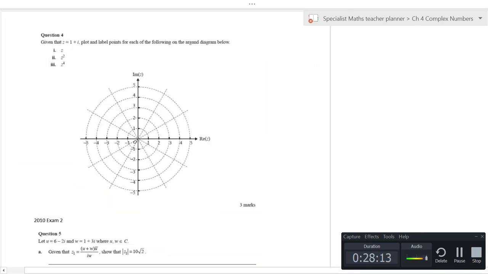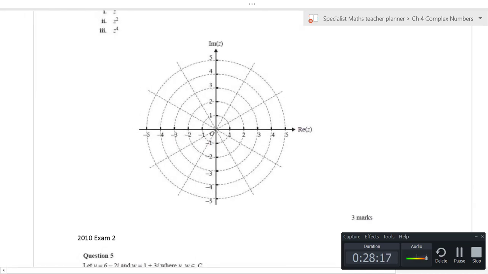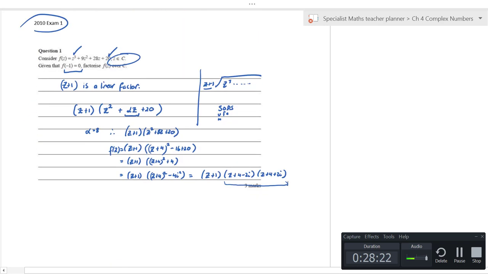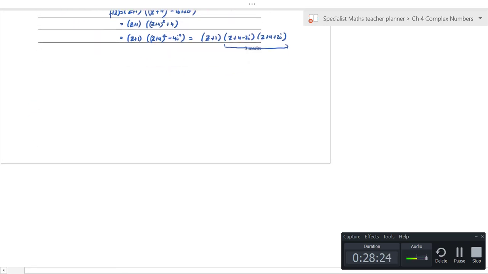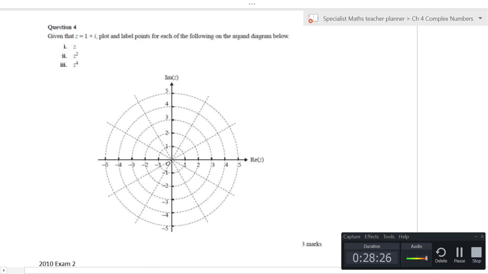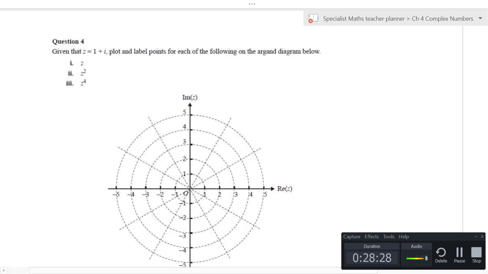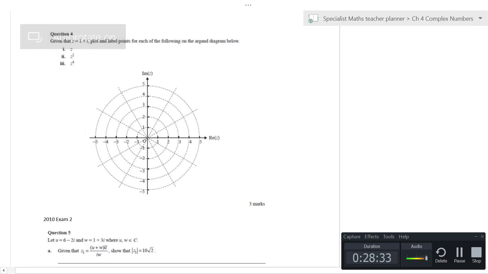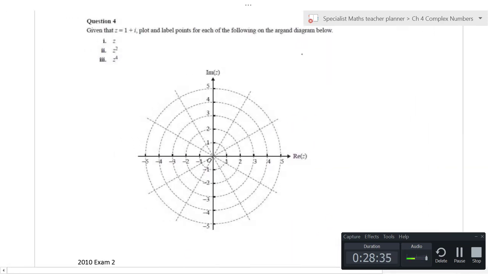Now I've just got a question here, which is from an exam 2 and it's worth 3 marks. It says here z equals 1 plus i. This is why I talk about polar form as well, because if z is equal to 1 plus i, that's equal to root 2 cis of pi on 4.